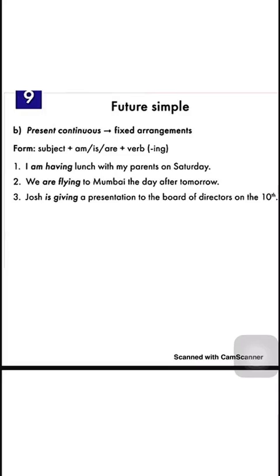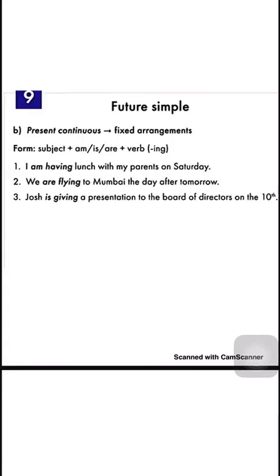For example, I am having lunch with my parents on Saturday. So my parents and I have a plan to do that. But also we have agreed on the time and place. That means it's fixed. Here's another sentence. We are flying to Mumbai the day after tomorrow. So we have purchased the flight tickets and our trip is confirmed now.